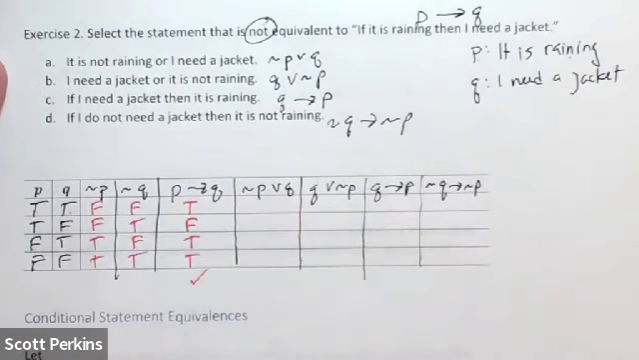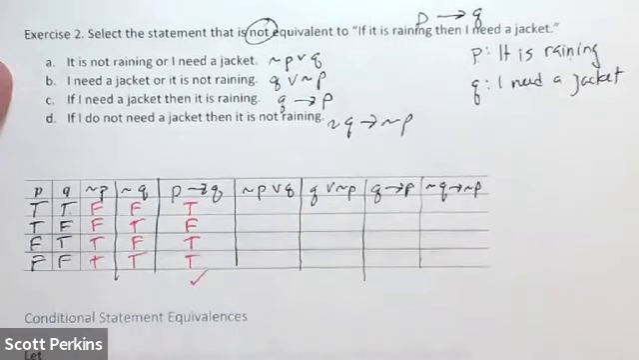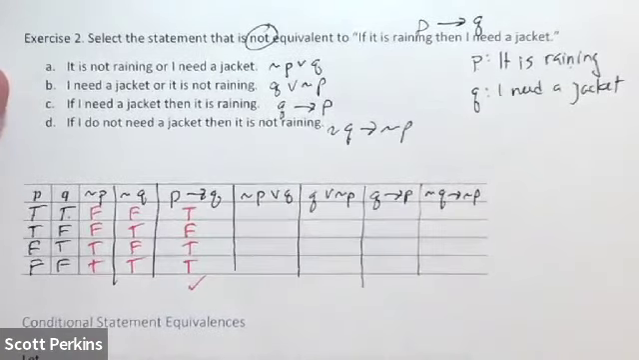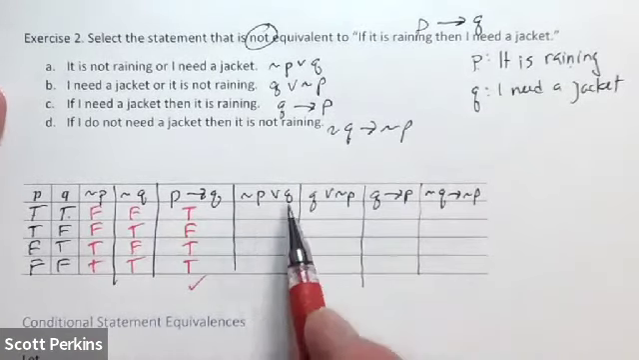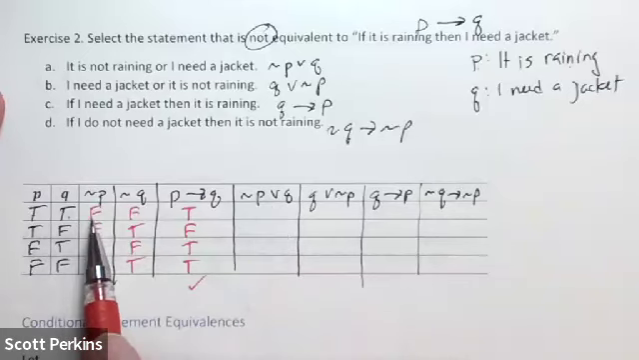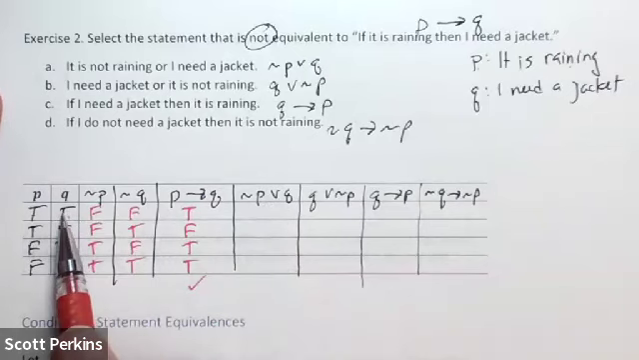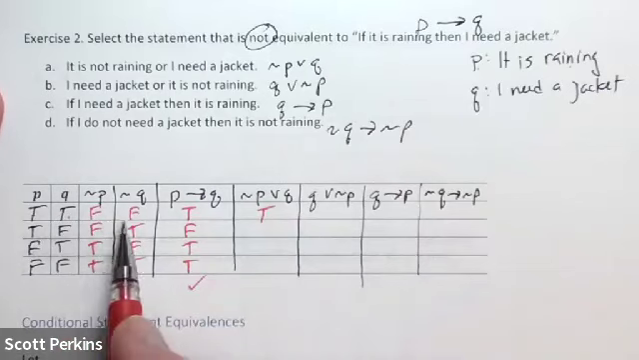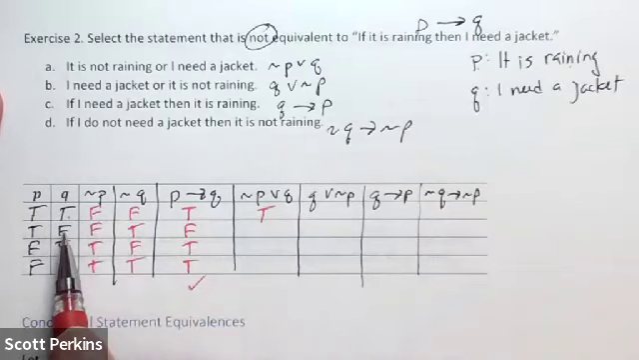I want to know which ones are not equivalent to that to answer this question. So the next one is squiggly P or Q. The disjunction is true when either one is true. So squiggly P or Q. So, squiggly P or Q. Squiggly P is false. Q is true. It's true. Squiggly P is false. Q is false.